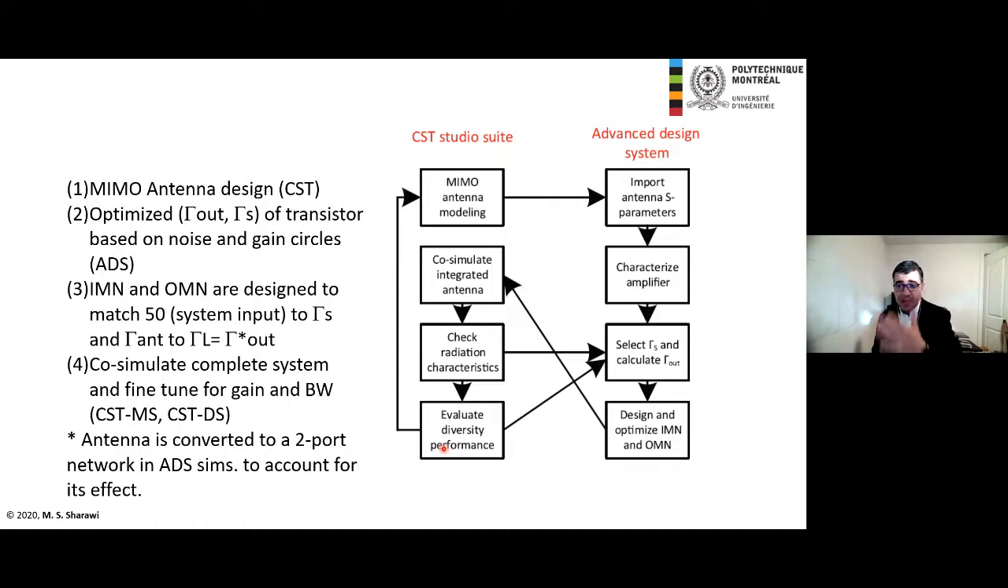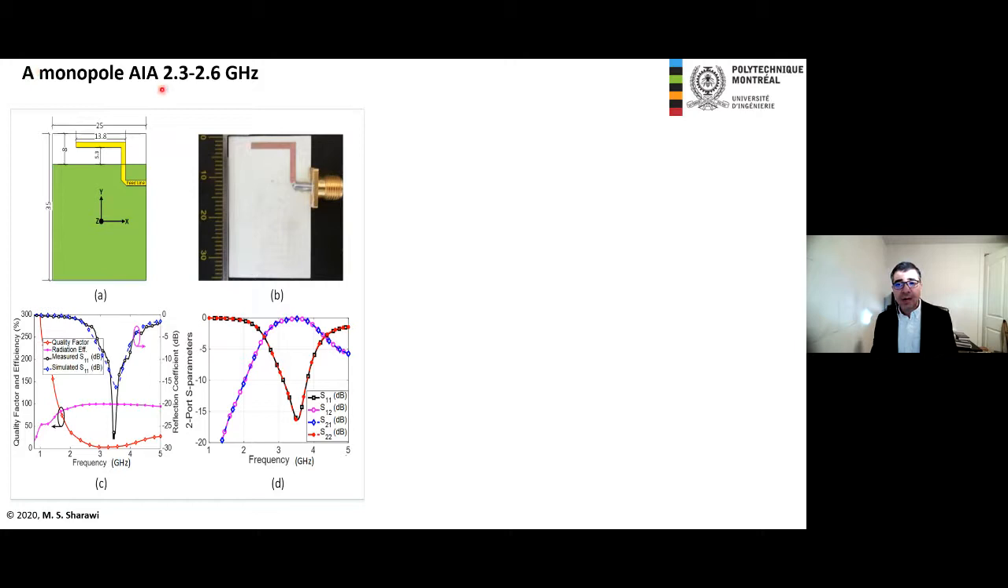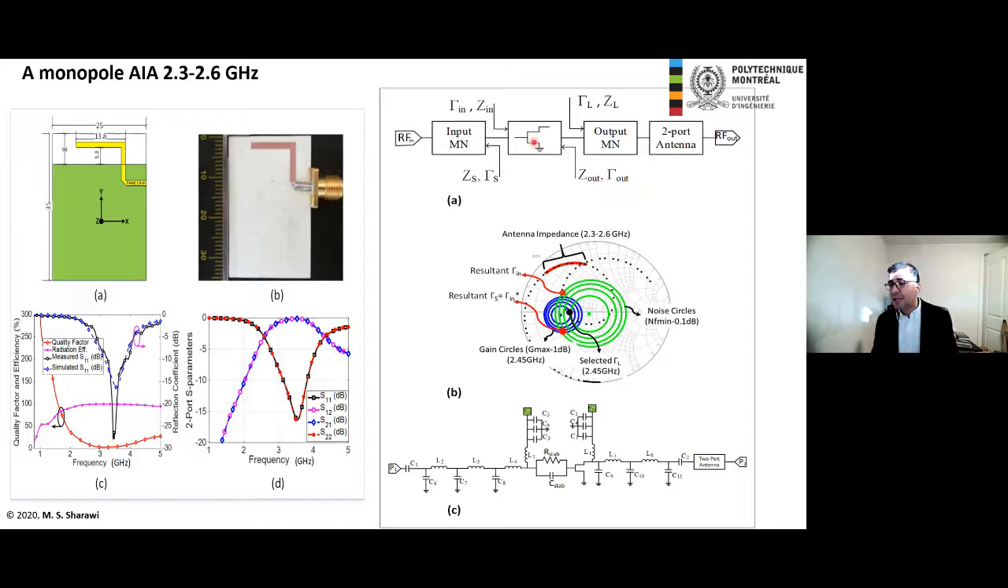Here is a quick example of an active integrated monopole that covers 2.3 to 2.6 gigahertz. We start with the monopole itself, and then we convert its single port to a dual port based circuit. We need the two port circuit so that we can put it in ADS, for example, to integrate it with the amplifier. After that, we can create our model in ADS or Microwave Office or whatever tool you would like. And then we can optimize for the gain circles, noise circles, the efficiencies, the performances, the matching. We can play with all of these parameters in the active side within our Smith chart. And then we can optimize our amplifier architecture based on the loading of the antenna. So we load the amplifier with the antenna.